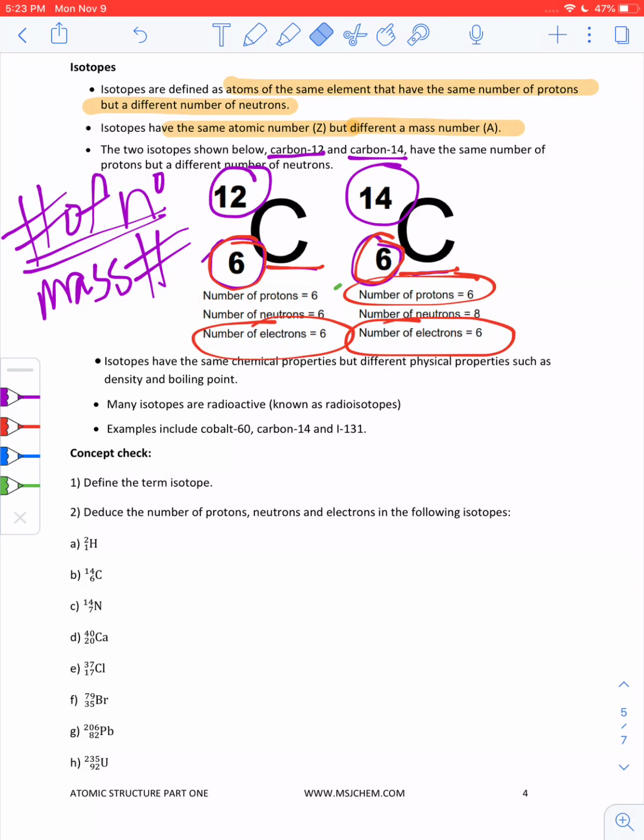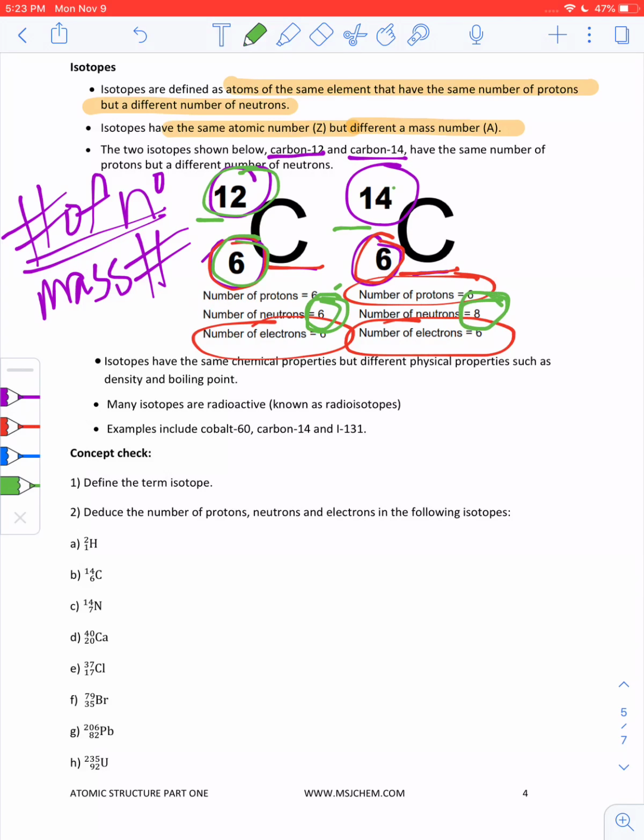This one only has 6, whereas this one has 8. This one has 2 more neutrons. And they figured that out by subtracting these numbers, because remember, mass number minus atomic number gives me the neutrons. So 12 minus 6 gave me this 6 right here. But on this one, 14 minus 6 gave me 8.